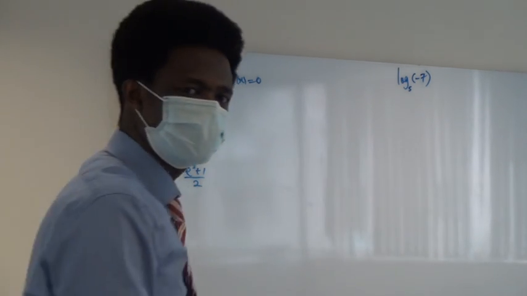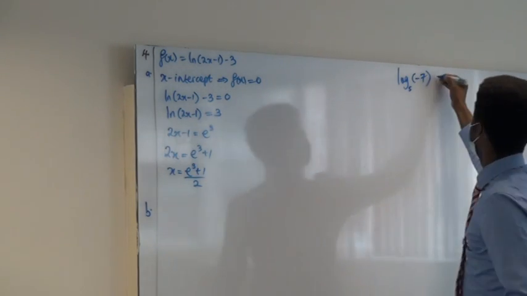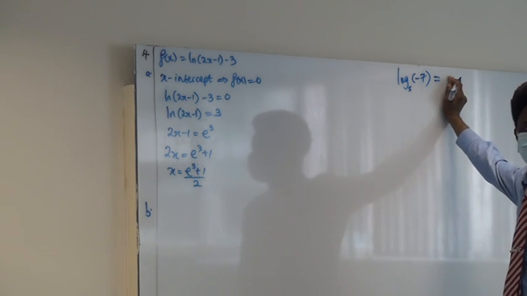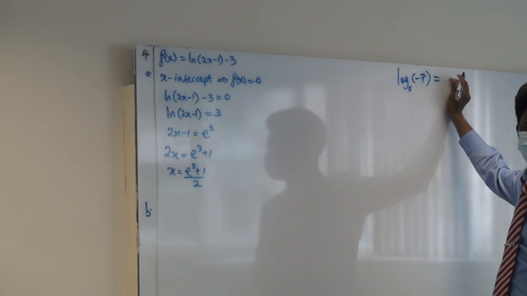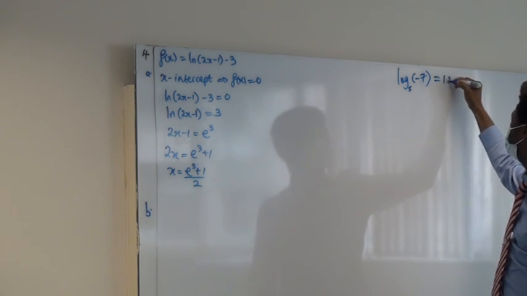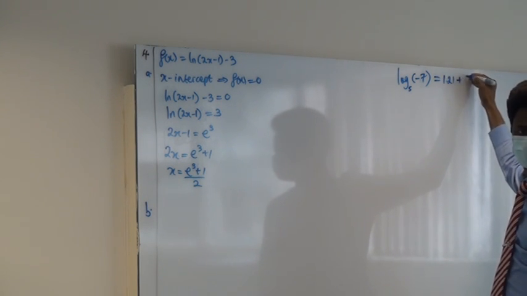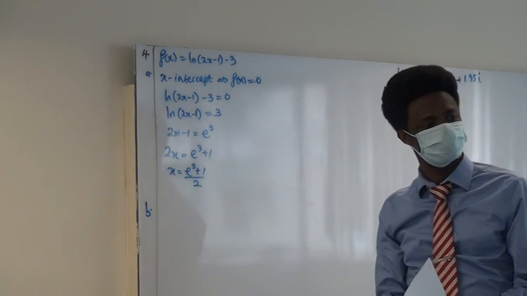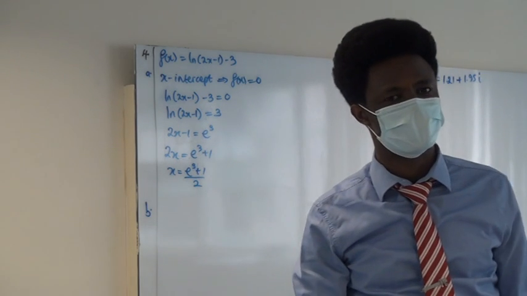So what do you get? Just give me 2 decimal places for each part. Yeah, 1.21 plus 1.95i. Interesting, isn't it?